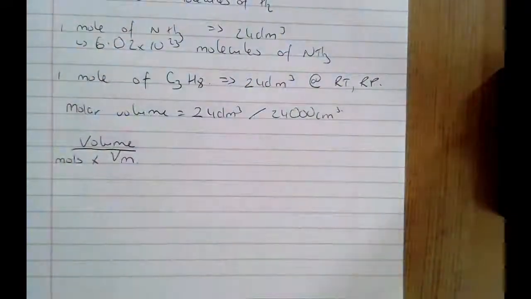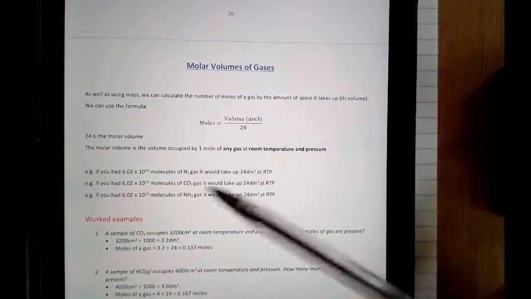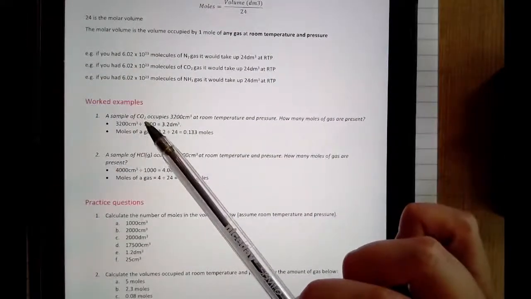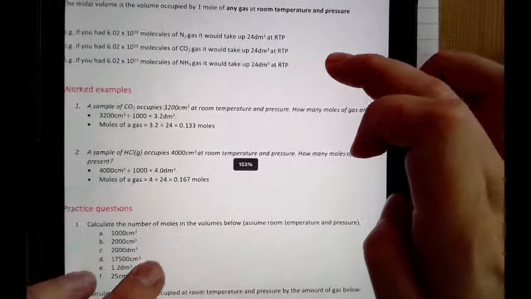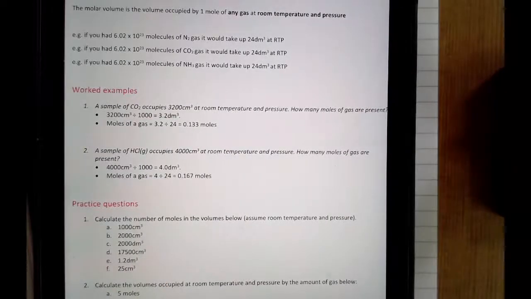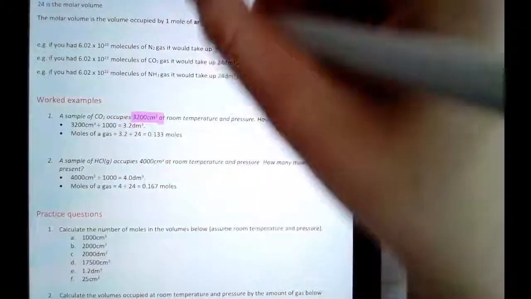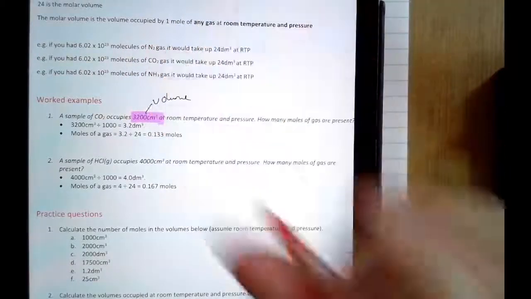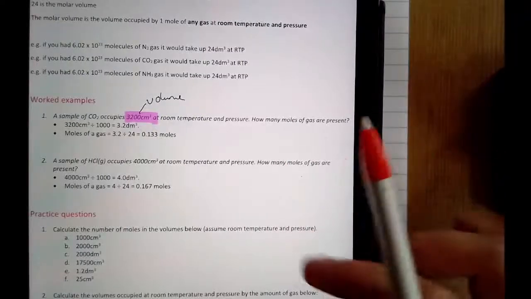I'm going to show you some examples of how this is used by going to your booklet. In your booklet, I've just written out a brief explanation, and I've got that same triangle, and then I have some examples. So, a sample of CO2 occupies, and again, it's really important that you can read your units and you know what you are being told. You're told that it occupies 3,200 centimeters cubed. You are being told the volume that that gas is taking up, and they want to know how many moles of gas are present.